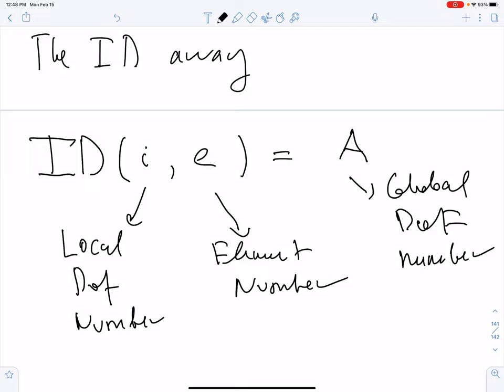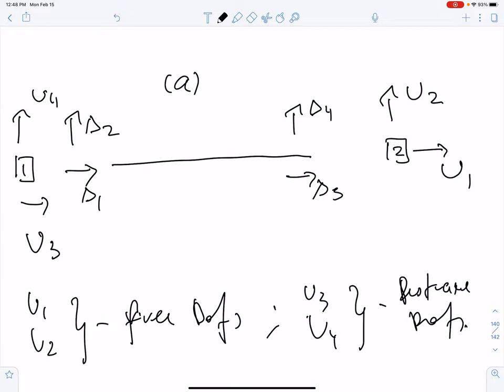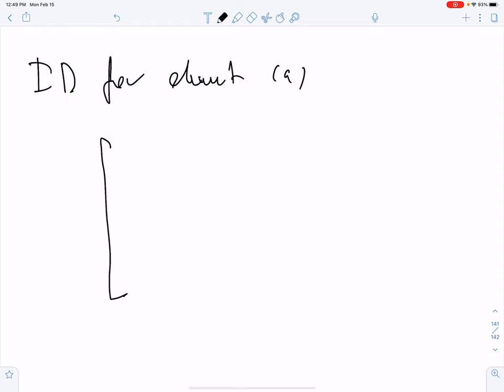Okay. And so let's focus on element A, and let's try to construct the ID array for element A. You can see that local delta 1 corresponds to global U3. Okay, good. So let's do ID for element A. Let's fill it up entry by entry.